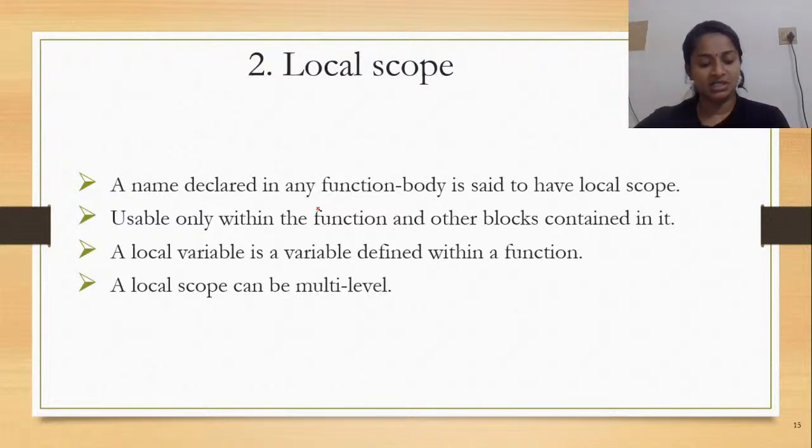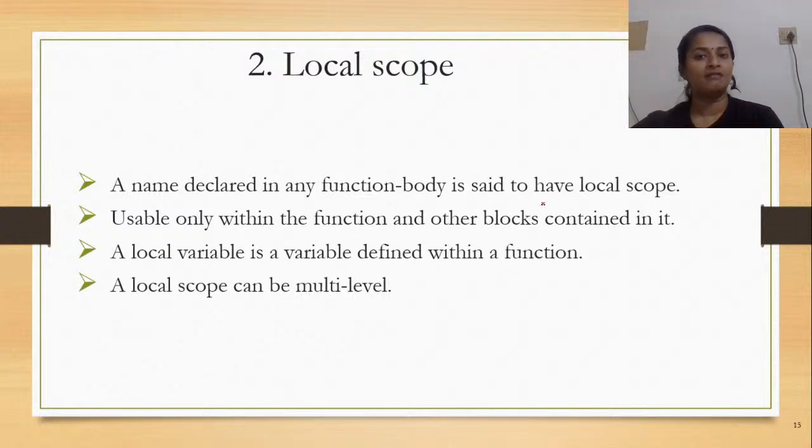Now let us see what a local scope is. A name declared in any function body is said to have a local scope. Whatever was in the main program was under the global scope; now whatever functions you are using inside your program are tiny fragments. Whatever you use inside those functions has a restriction to exist inside that function only, hence the name local. Is the idea clear? A name declared in any function body can exist only inside the function body, right?